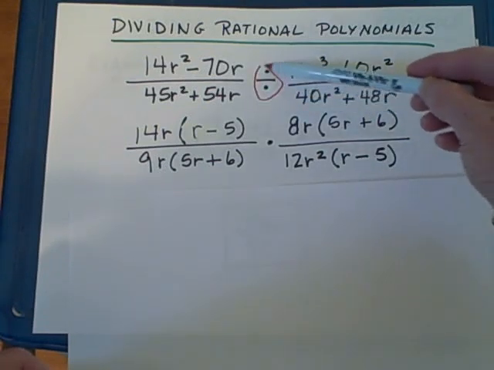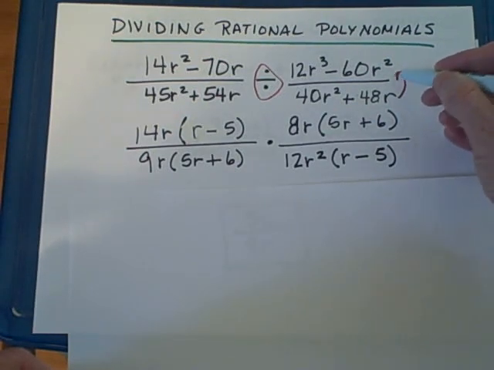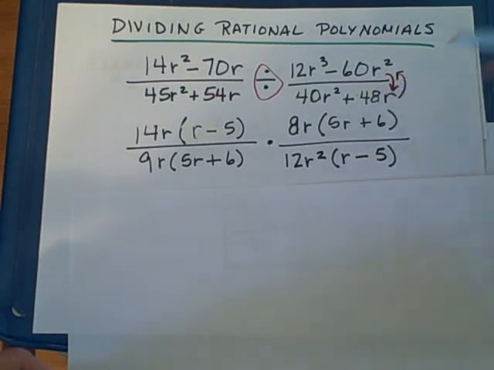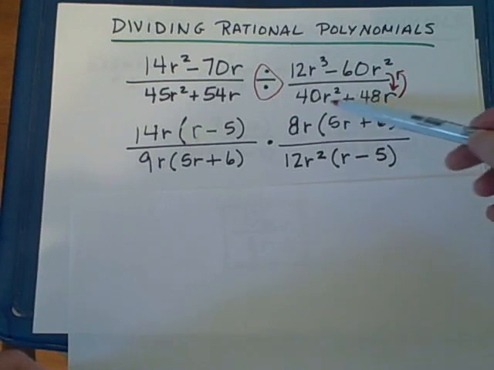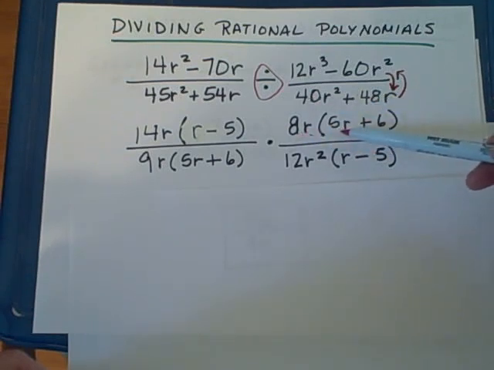When we divide by a polynomial expression, remember that's the same as multiplying by its reciprocal. So this now goes up here and this expression comes down here. I kind of went into a twofold step. I went ahead and factored as I moved it up. So when I moved this up to the numerator, I took an 8 out of here, which gives me 8r times 5r gives me the 40r squared. And 8r times 6 gives me the 48r. So I've moved that expression up to the numerator.